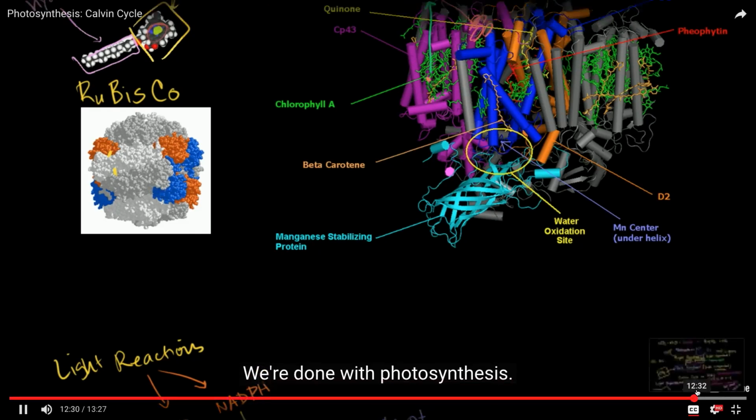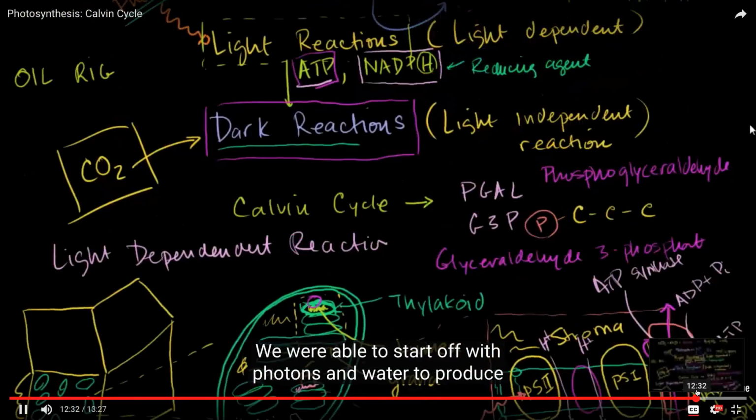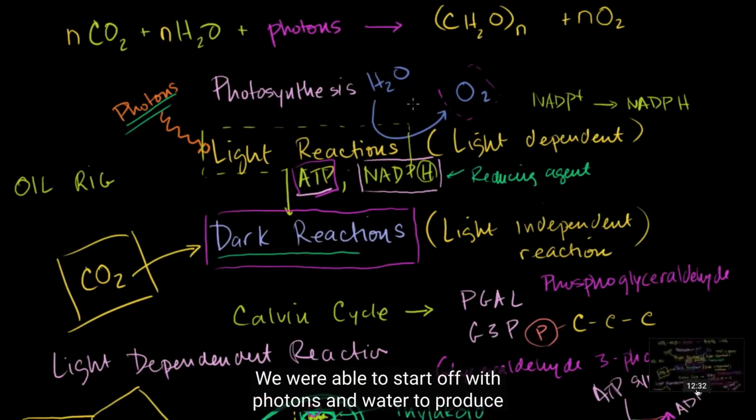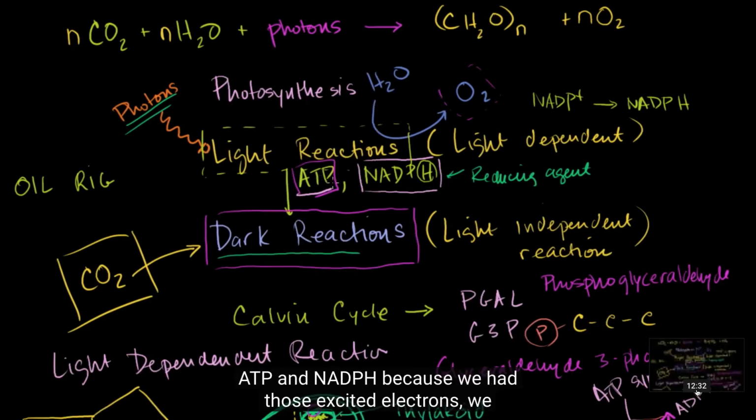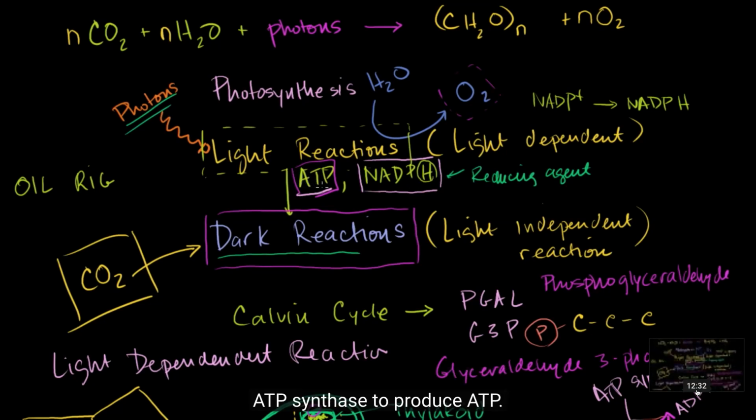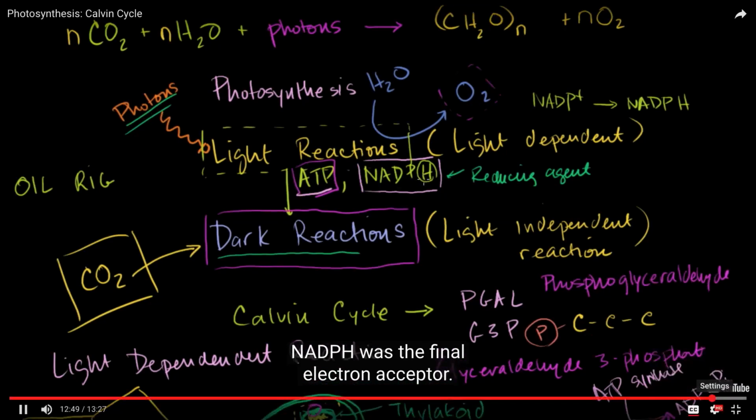But now we're done. We're done with photosynthesis. We were able to start off with photons and water to produce ATP and NADPH, because we had those excited electrons. We had the whole chemiosmosis that allowed the ATP synthase to produce ATP. NADPH was the final electron acceptor.